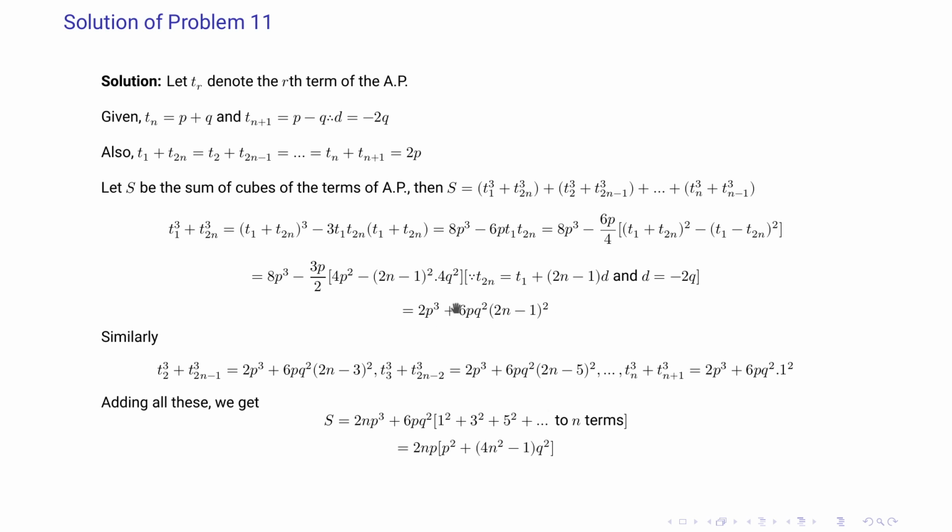Now continuing this, we will find t2 cube plus t2n minus 1 cube is equal to 2p cube plus 6pq square, like this one, and this term will vary, (2n minus 3) whole square. For the next pair of terms, it would become (2n minus 5) whole square, and for the last pair, that is the sum of middle terms, it would be 1 square. So we add all this, we get 2n p cube plus 6pq square, and in the bracket we have 1 square plus 3 square plus 5 square up to n terms. The sum of total would be 2np times (p square plus (4n square minus 1) q square).